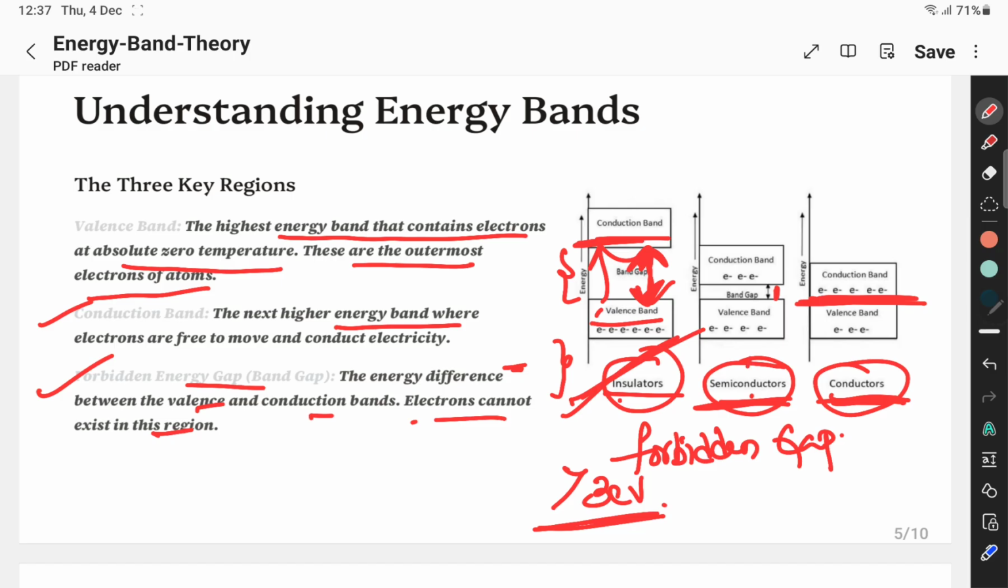Like silicon, as I said, a semiconductor, the forbidden energy gap or band gap is approximately 1.1 electron volts. Not too small to behave like a conductor, or not too large to behave like an insulator. That's why it stands special. Semiconductors stand special, and that is why we are reading about semiconductors in electronics. That is why silicon and other semiconductors became the foundation of modern electronics, we can say.